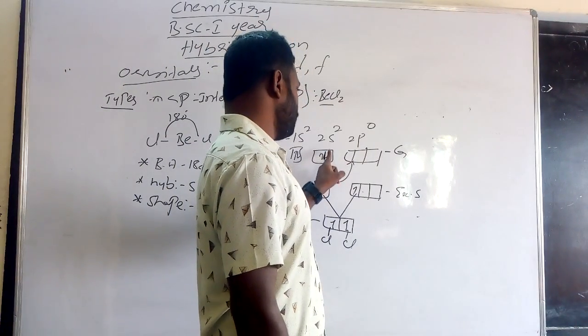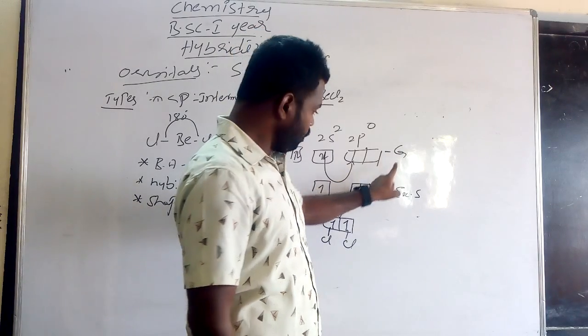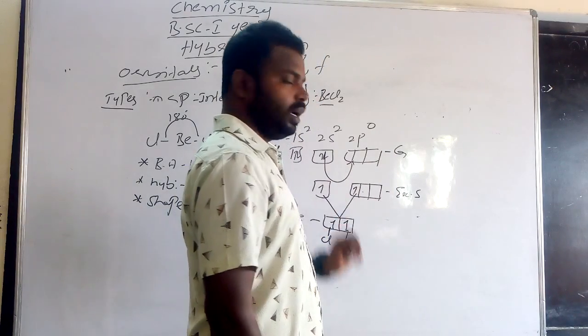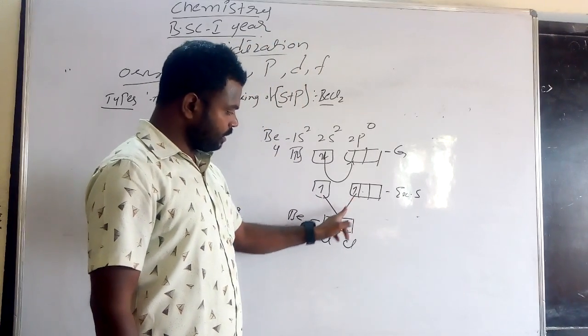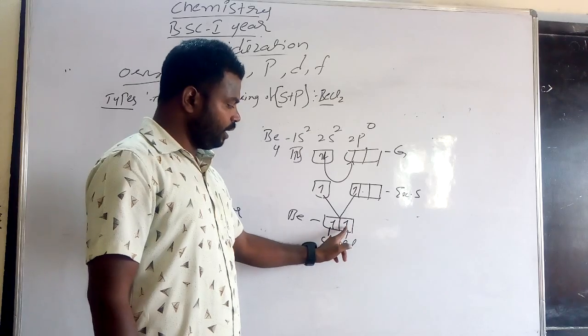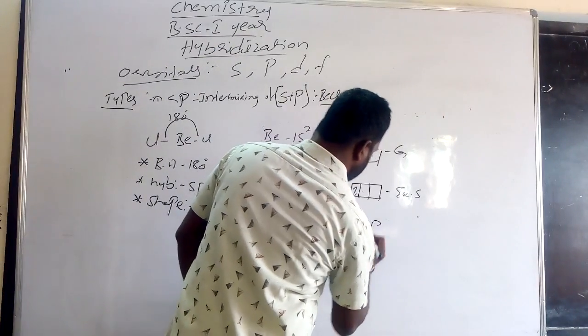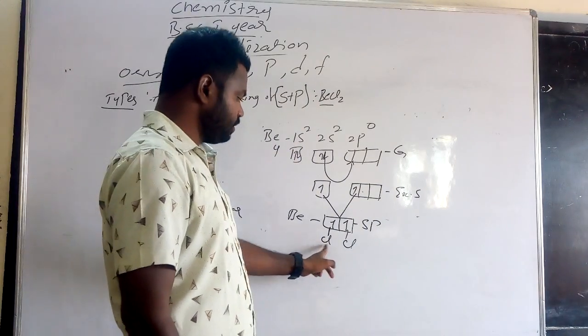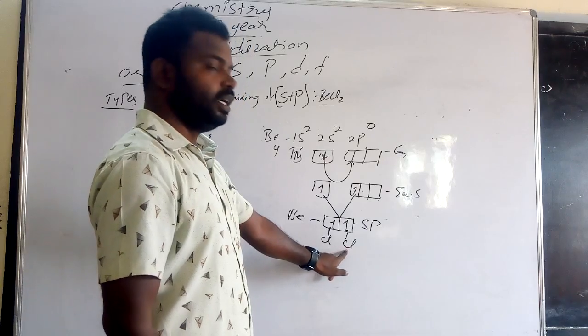this electron jumps from the s orbital to the p orbital, from the ground state to the excited state. Only two unpaired electrons. These two unpaired electrons are intermixed to give new equivalent hybrid orbitals. These orbitals are called sp hybrid orbitals. Now they react with two chlorines.